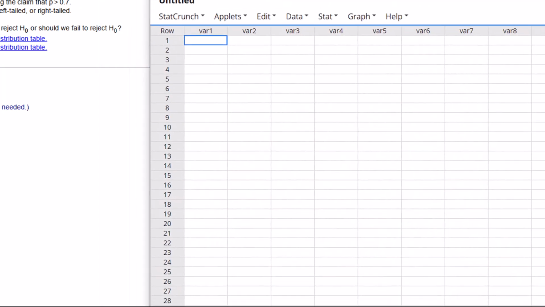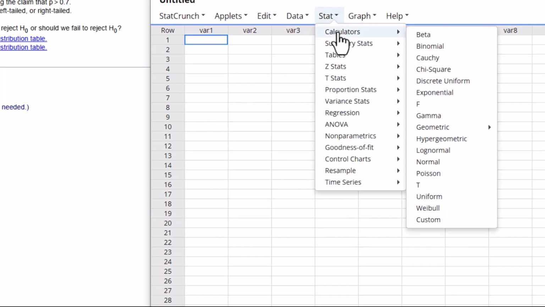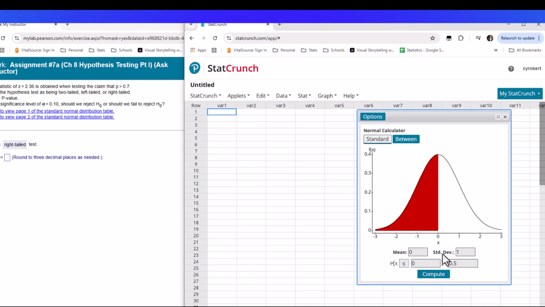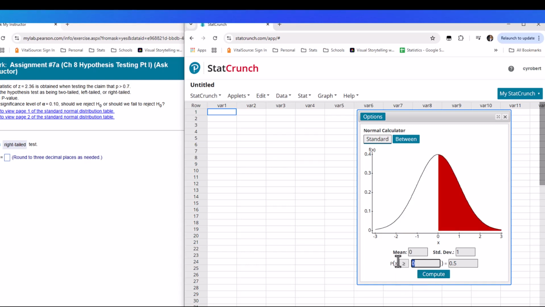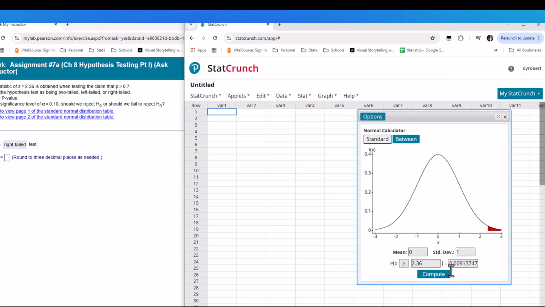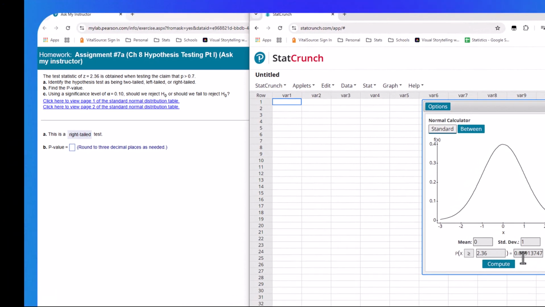Or you log into StatCrunch, you can just go to the app, you can do your normal login. I want to do calculators, and calculators and a normal, because a z distribution is a normal. My mean of 0, standardized, because that's what the table is doing. My standard deviation of 1. I want my z-value, this is greater than, and I put my z-value in here, 2.36, and I compute. Isn't this the same thing as the 1 minus the 0.9909 thing that we saw in the table? And so I would get 0.009.